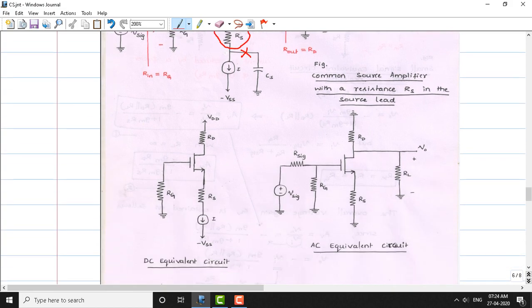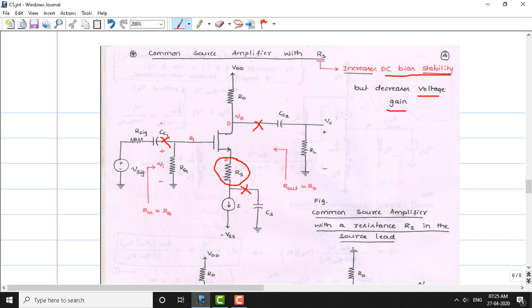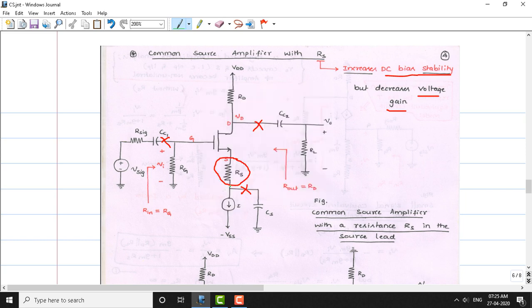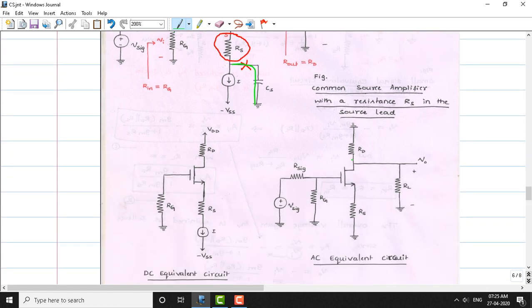That becomes a DC equivalent circuit, which is shown here. This is the DC equivalent circuit. To draw the AC equivalent circuit, wherever there is a capacitor, we need to short circuit them. So the capacitor becomes a short circuit for AC. Since the capacitor passes the AC signal, the resulting circuit is shown here. So this is the AC equivalent circuit, and this is going to be the DC equivalent circuit here.